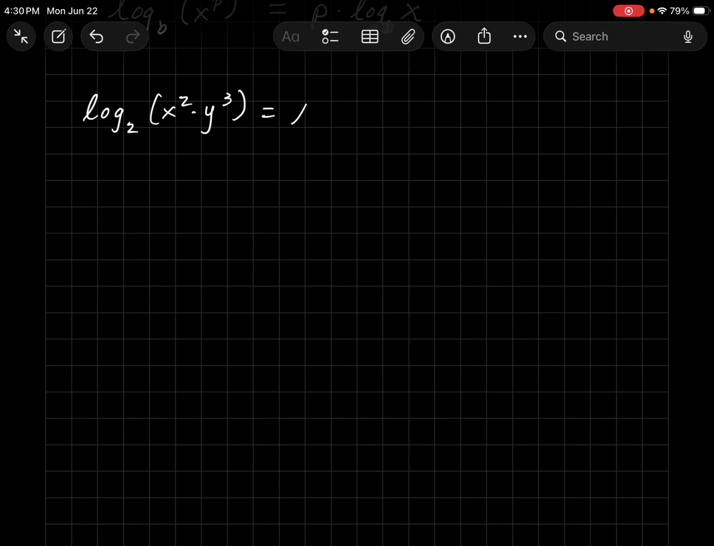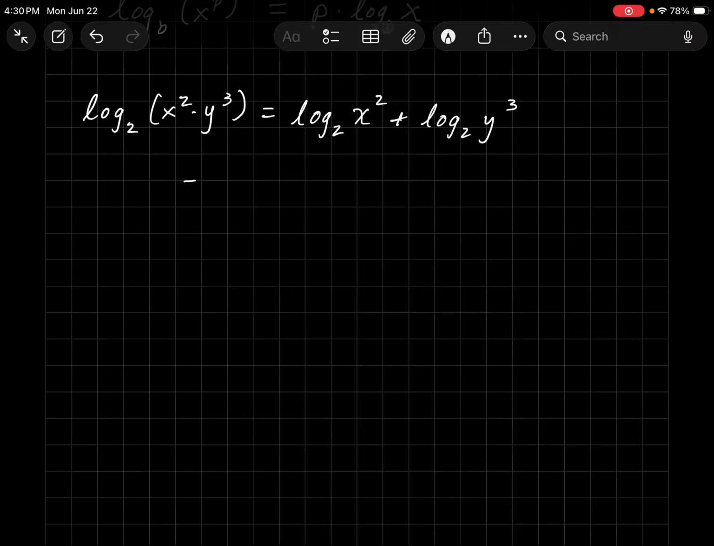But I will start with the multiplication / addition property. So I have log base 2 of x squared times y cubed, meaning I can rewrite these as the log base 2 of x squared plus the log base 2 of y cubed. That is, multiplication inside my logarithm becomes the addition of two logarithms.